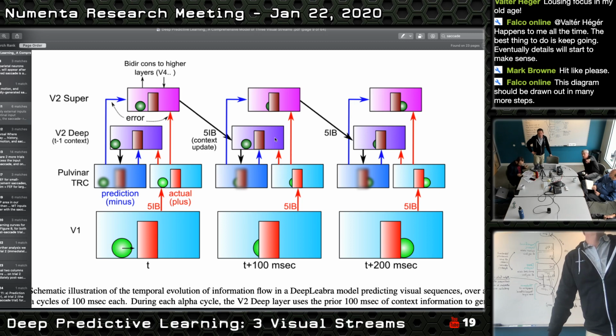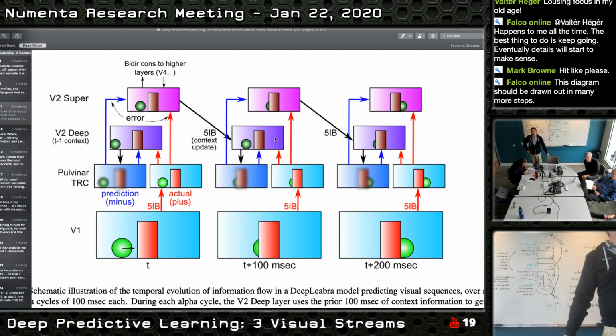Well, can it be answered? It's important to this diagram. Right, this is the key to this whole thing working here, right? That black arrow that says 5IB context update. Yeah.